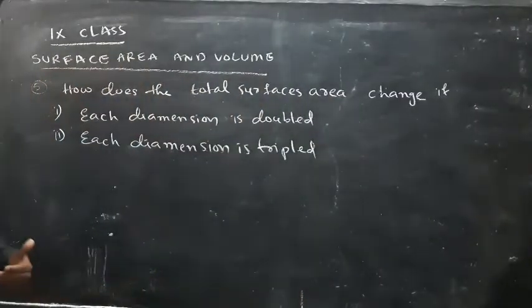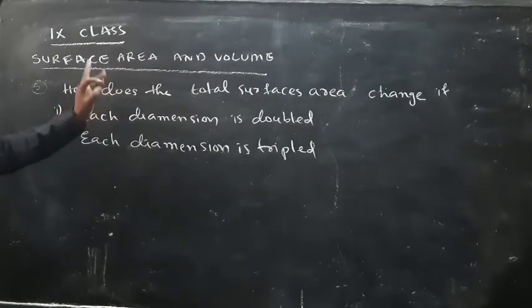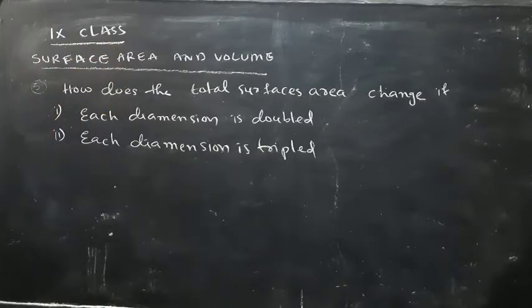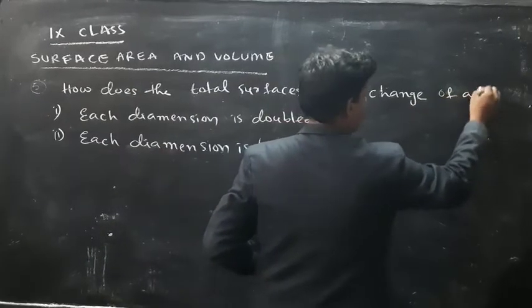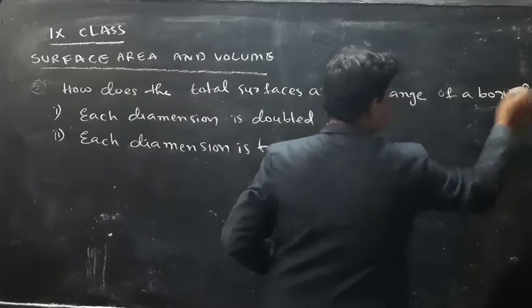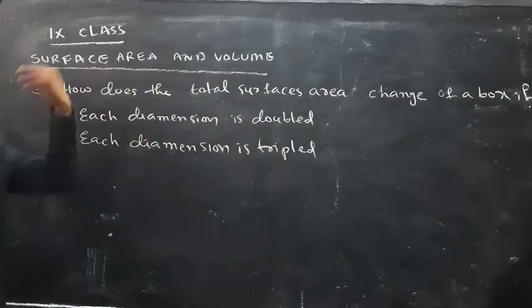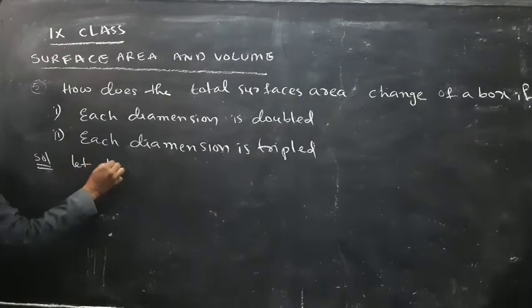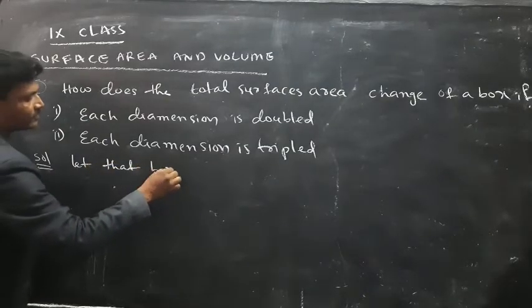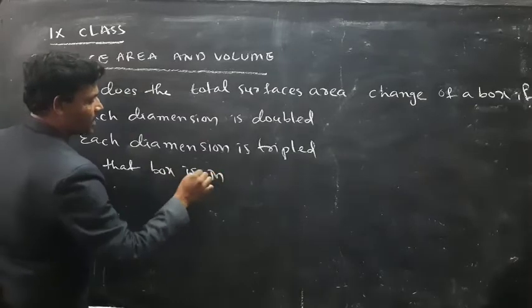So 9th class students, one of the important concept question. How does the total surface area change of a box if each dimension is double and also each dimension is triple? Solution. Let that box is in cube shape.